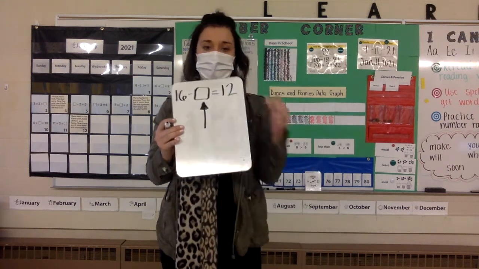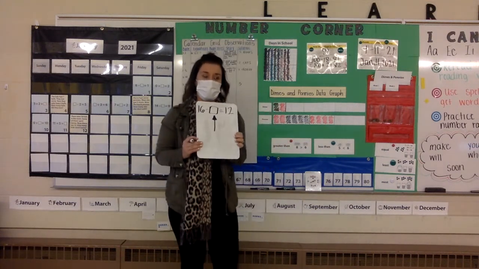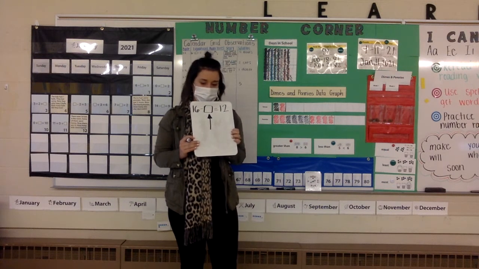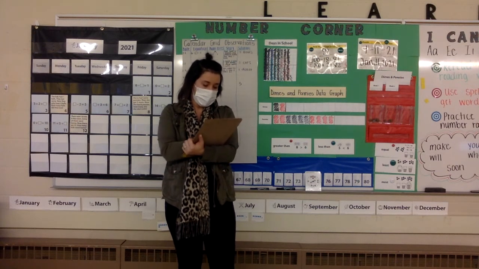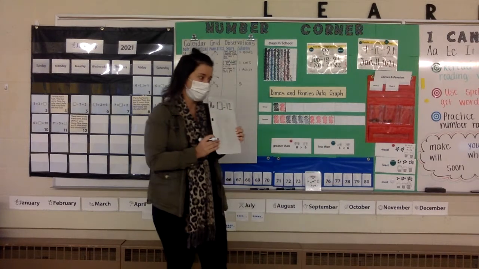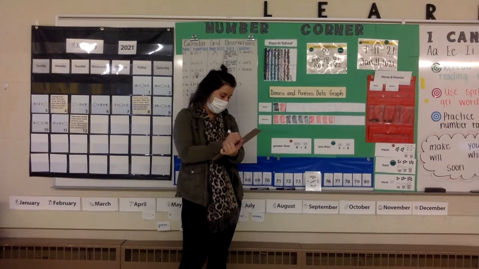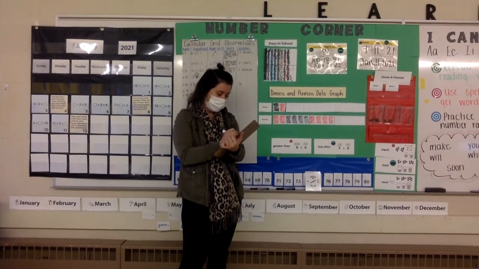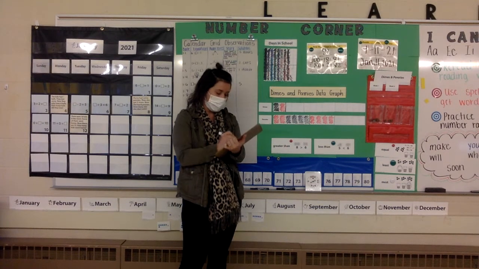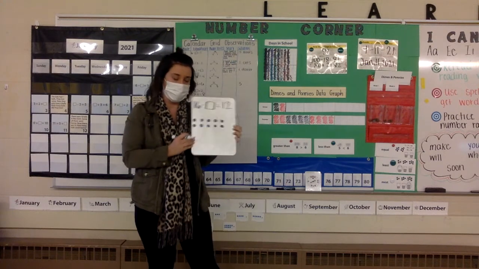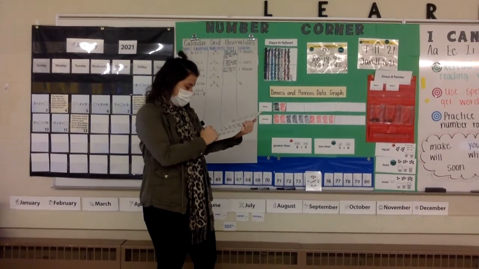So my friends at home, you should be thinking about what goes in the missing box. We had 16 kids. Some went home. How many are left now? I'm going to draw 16 dots. Remember, I'm going to put them in a 10 frame so it's easy to see. 1, 2, 3, 4, 5, 6, 7, 8, 9, 10. So there's a group of 10. And then I need 6 more. So I need 5 and 1 more.